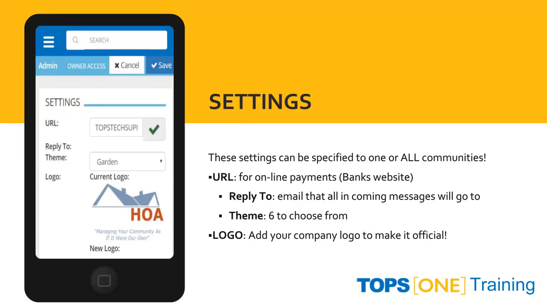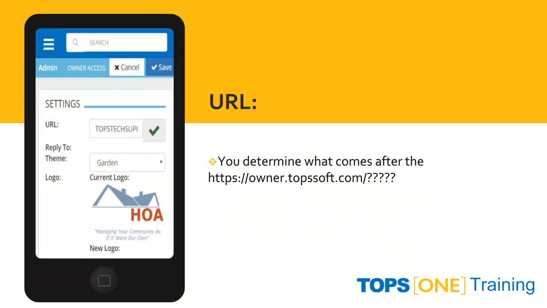We can specify bank online payments at the bank's website, reply to the email for all incoming messages, the theme, of course, 6 to choose from with different color schemes, and the logo that you can add for your company or the association to make it official. The URL field refers to what comes after the / when the owners log in. What will they see in the URL bar? They will go to owner.topsoft.com / whatever you decide to be in this field.